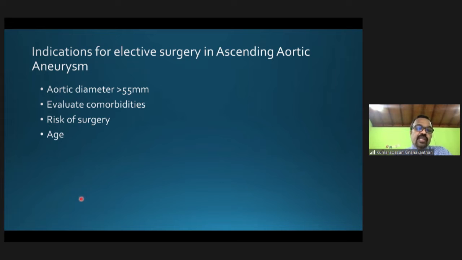So if it is, say, an octogenarian who has an aortic aneurysm of about 55 or 60 millimeters but with a lot of comorbidities, it's better to manage him with medical treatment, with beta blockers and blood pressure control. But if it is a younger patient, it would be better to offer him surgery.